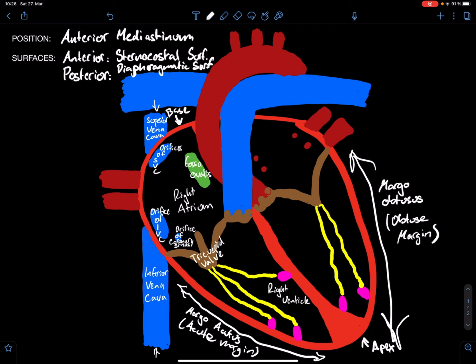As you can see, these are anchored to those pink structures. We have 3 of them here. Those pink structures are the so-called papillary muscles. They have corresponding names. We have the anterior papillary muscle, the posterior papillary muscle, and the septal papillary muscle. And they are connected to the apices of the tricuspid valve through those yellowish structures, which are tendons. They are called the chordae tendineae.